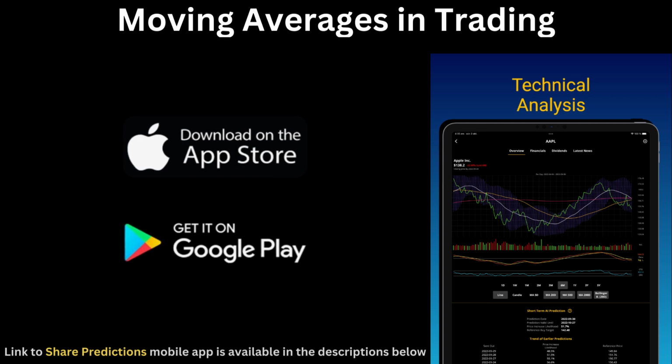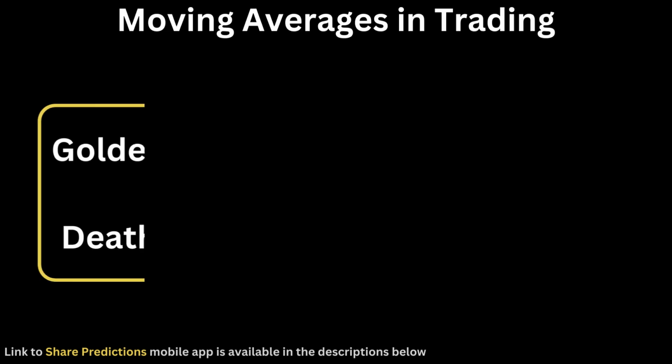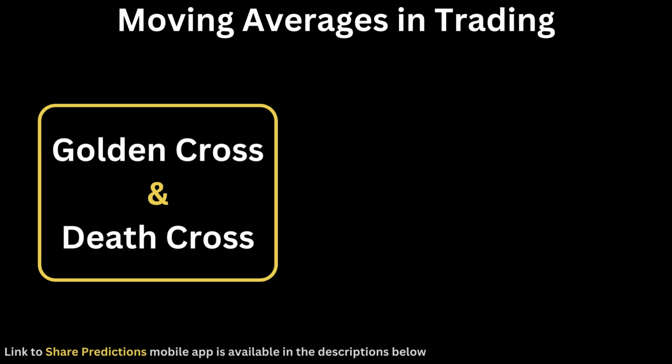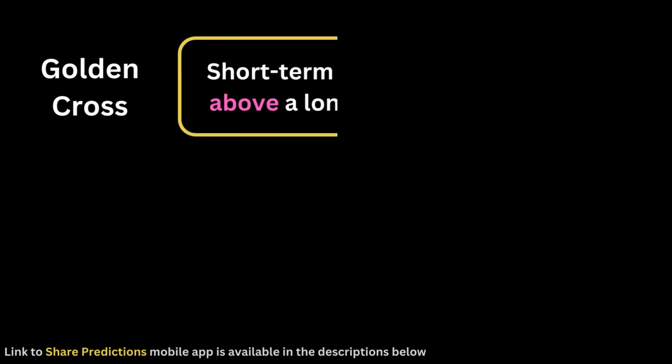So today we are going to talk about two use cases of moving averages, which are widely used in technical analysis. The first one is going to be golden cross and dead cross, and the second one will be to use moving averages in comparison to the stock prices.